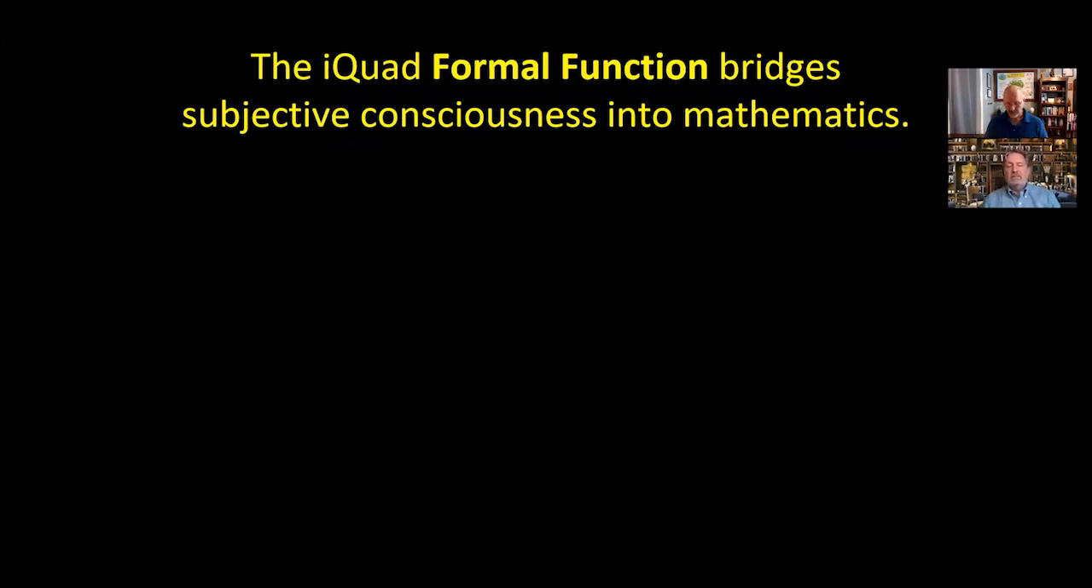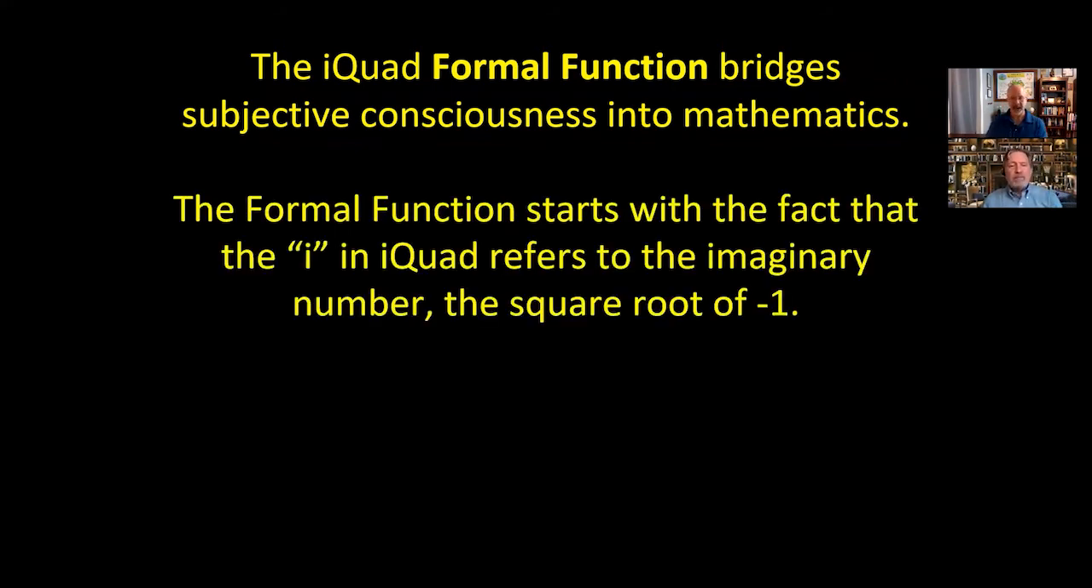And certainly what we now need from the structure of this is to also at least make it adjacent and then build bridges into math. And that starts with the formal function. We've already talked about iQuad referring to the imaginary square root of -1. So that's what i is. i squared is -1, i to the 4th is 1.